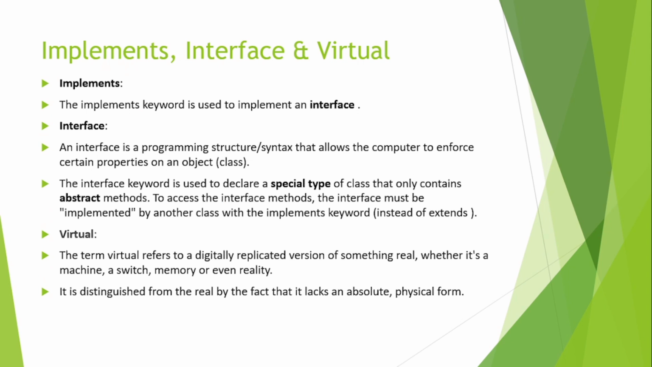Implements. The implements keyword is used to implement an interface. Interface. An interface is a programming structure or syntax that allows the computer to enforce certain properties of an object class. The interface keyword is used to declare a special type of class that only contains abstract methods. To access the interface methods, the interface must be implemented by another class with the implements keyword instead of extends.